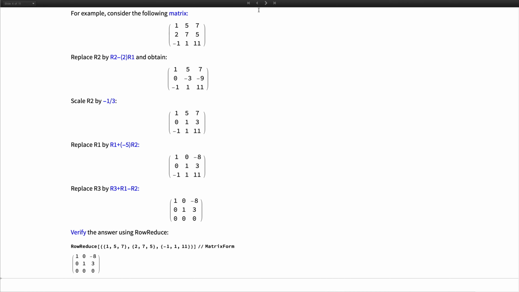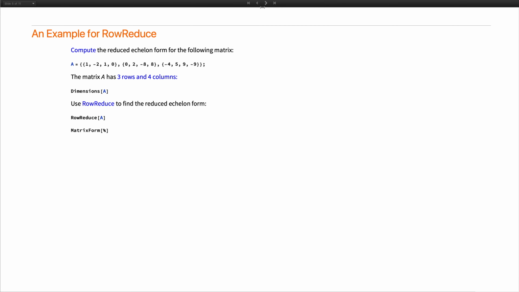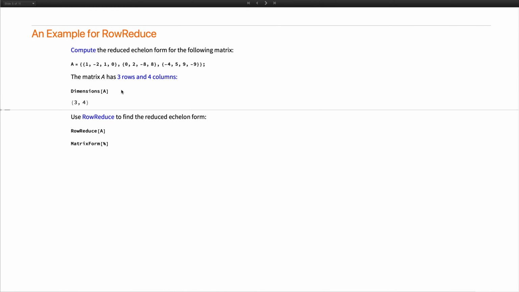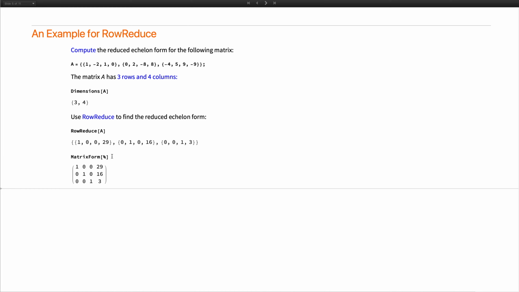Okay, so let's try and use RowReduce directly. So here's a matrix. The matrix has 3 rows and 4 columns. Apply RowReduce to it, and sure enough, you get back a reduced echelon form. But you see over here that this echelon form is so much nicer in structure than the matrix that you began with.